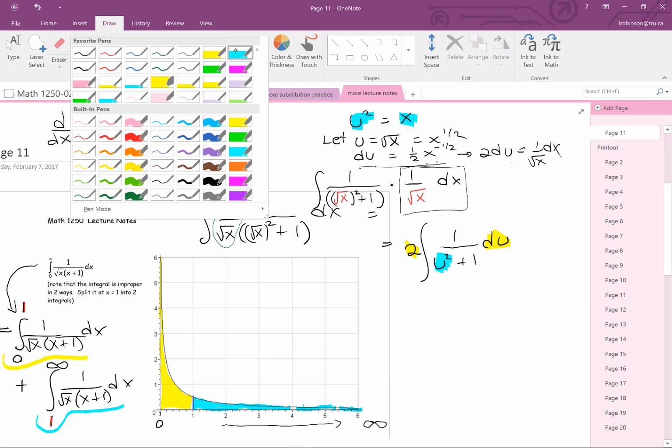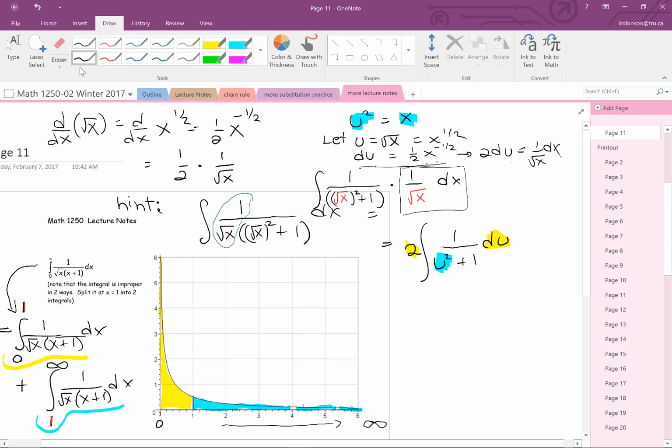So this is kind of a different, sort of a tricky substitution. But of course, now that you've got the substitution, you can see it's just going to equal 2 times arctan u. And u equals the root of x, so it equals 2 times arctan the root of x. So that's our antiderivative, capital F of x.